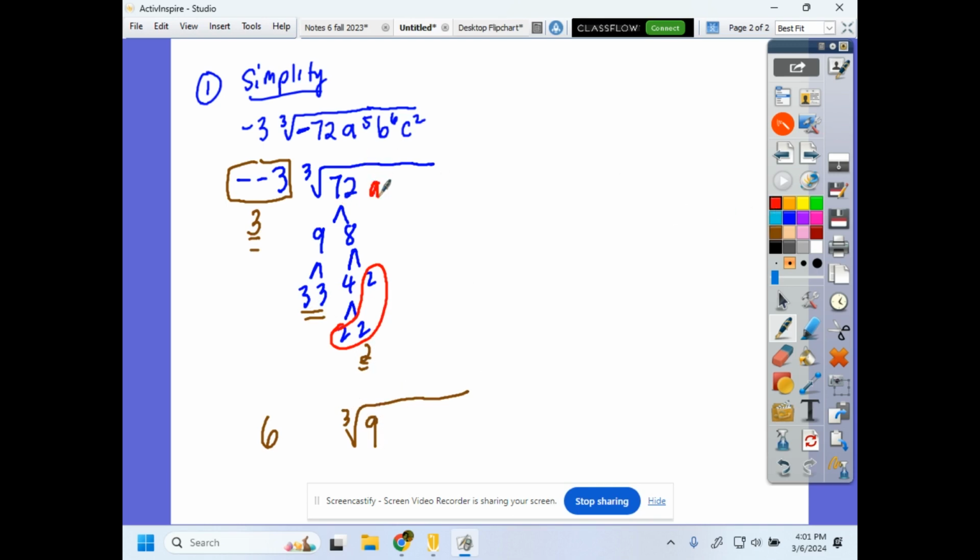There are 5 A's, but there should be 3 in a group. So I'm going to put an A outside, but this 2 A's will stay inside. There are 6 B's. There are 2 groups of B's, so I'm going to put here B squared. No B will be added here because everybody has been grouped. C, there are 2 C's and there's not enough for you to make 3, so keep it inside, and that's the answer.